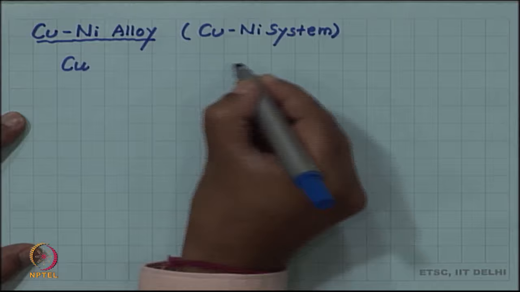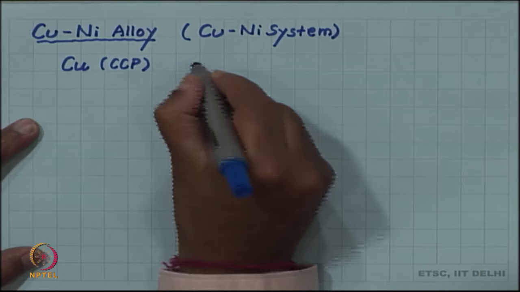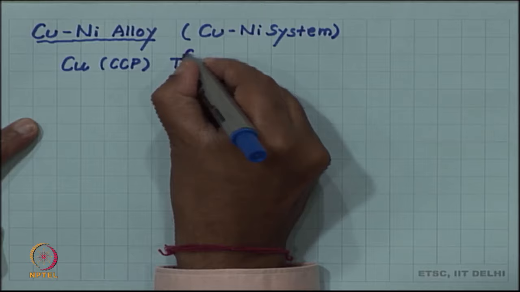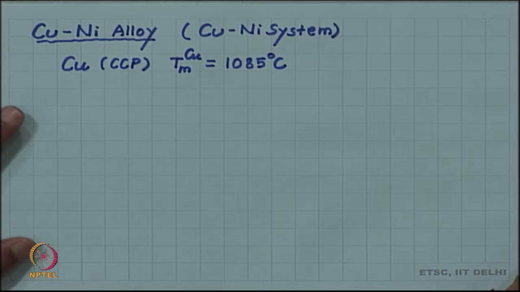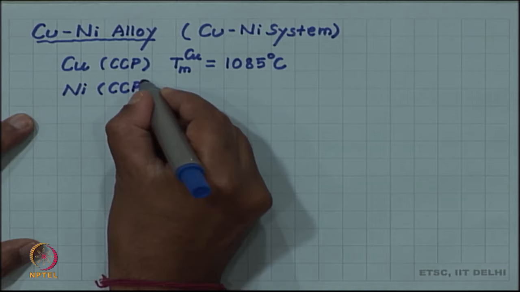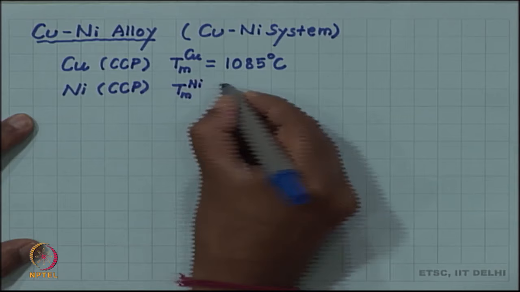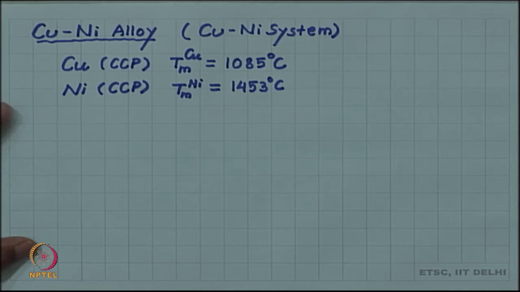Copper is cubic close packed in crystal structure and it melts at the melting point. The melting point of copper is 1085 degrees Celsius, and nickel is also cubic close packed and its melting point is a higher melting point, it is 1453 degrees Celsius.